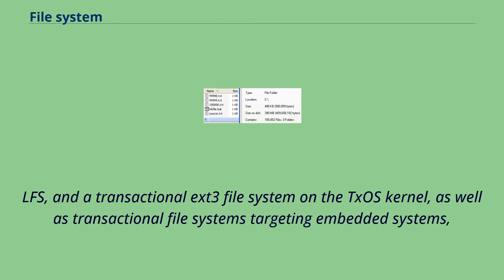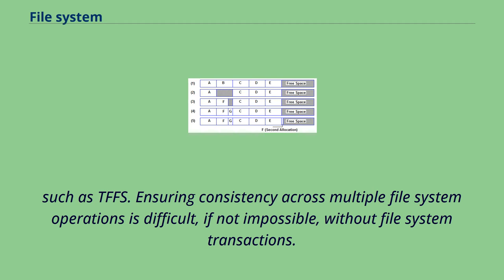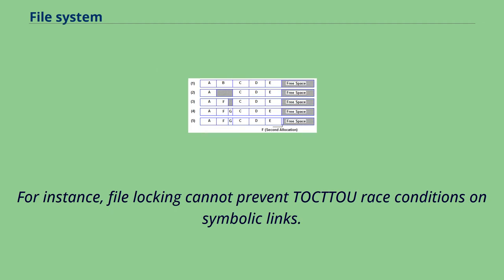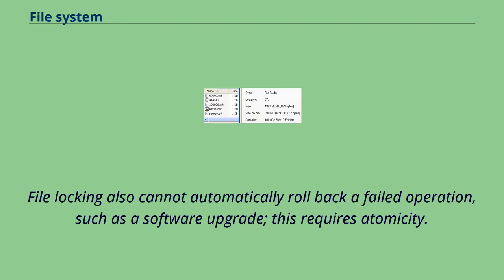Amino, LFS, and a transactional ext3 file system on the TxOS kernel, as well as transactional file systems targeting embedded systems, such as TFFS. Ensuring consistency across multiple file system operations is difficult, if not impossible, without file system transactions. File locking can be used as a concurrency control mechanism for individual files, but it typically does not protect the directory structure or file metadata. For instance, file locking cannot prevent time-of-check-to-time-of-use race conditions on symbolic links. File locking also cannot automatically roll back a failed operation, such as a software upgrade.